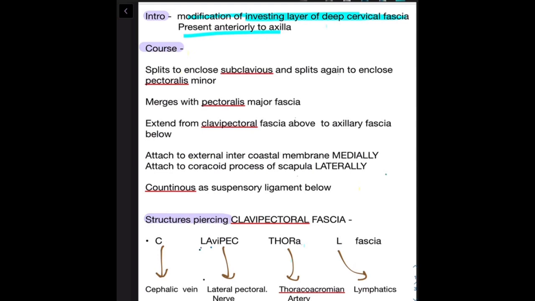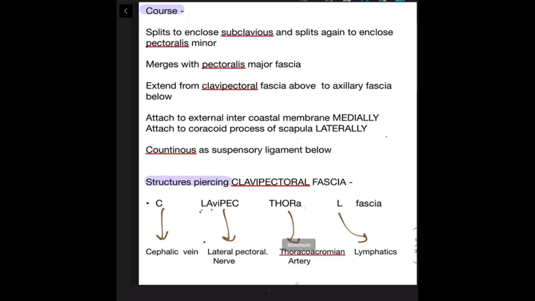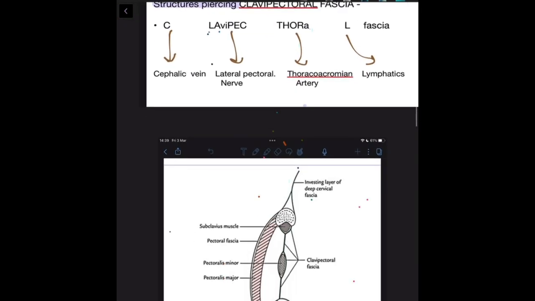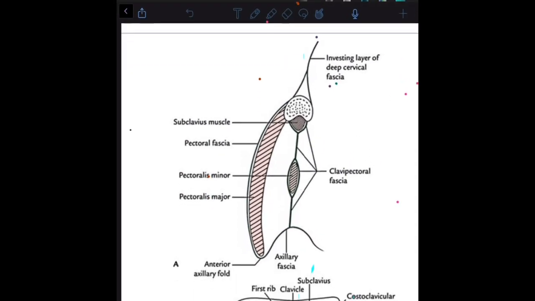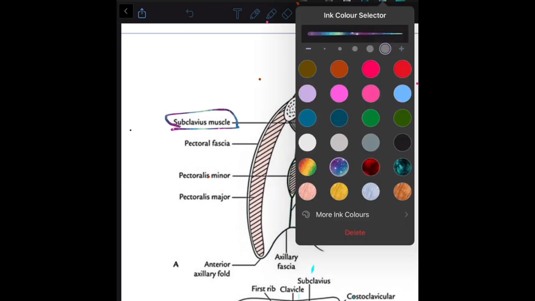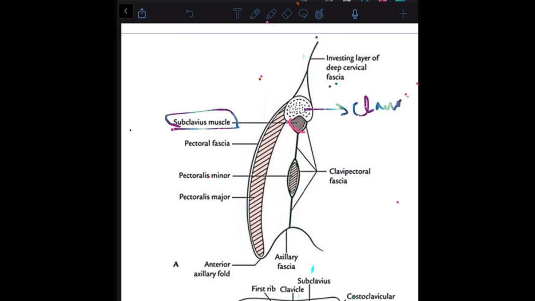So in the course, you have to remember 4 points. First we'll see this image and then we'll read whatever is written there. So in this image, see here, this is the clavicle, right? So under the clavicle you have the subclavius muscle. This fascia is splitting to enclose the subclavius muscle, and then it runs downwards and splits again to enclose pectoralis minor, and then it is continuing as a suspensory ligament. This is the suspensory ligament.